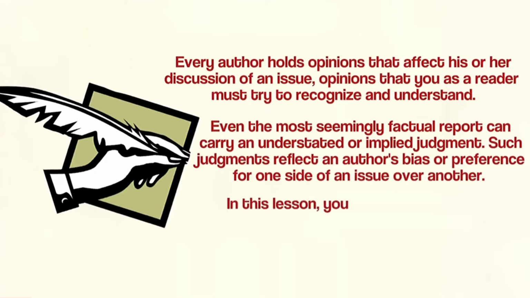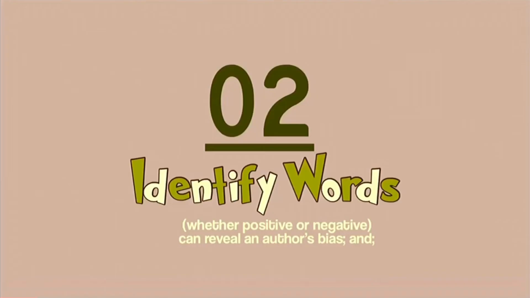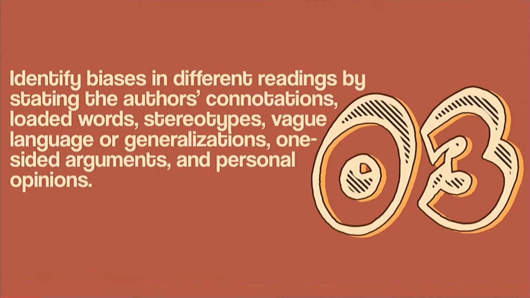In this lesson, you should be able to: number 1, examine biases for or against made by the author. Number 2, identify words, whether positive or negative, that can reveal an author's bias. And number 3, identify biases in different readings by stating the author's connotations, loaded words, stereotypes, biased language, or generalizations, one-sided arguments, and personal opinion.